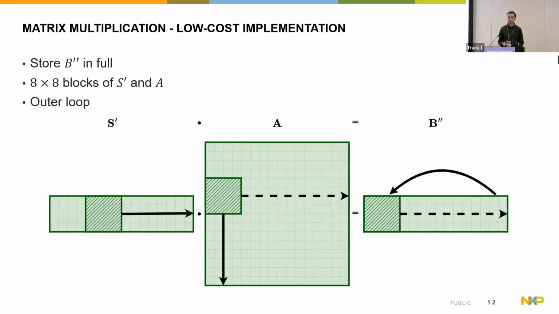Then in the outer loop, you go on to the next block of S prime, as well as the next set of rows of A. And then you repeat this whole process of this inner loop again. Now, what happens is that in every iteration of the outer loop, you update every single value of B double prime, and this is why we still had to store this in full. Now, there's two issues with this multiplication strategy, and both of them involve this S prime matrix.